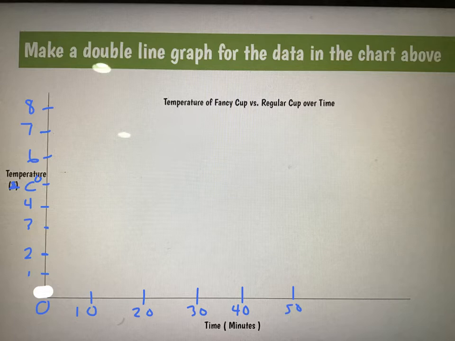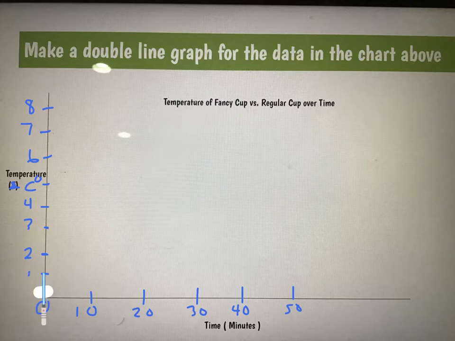So the first step that you need to do is download the graph template from Schoology. Next, you need to set up your X and Y axis. Your x-axis is going to be the horizontal axis. This is going to have the time that we recorded our temperature at. So you're going to want to number by tens. Evenly space out your graph lines and number by 10. So we'll have 10, 20, 30, 40, 50.